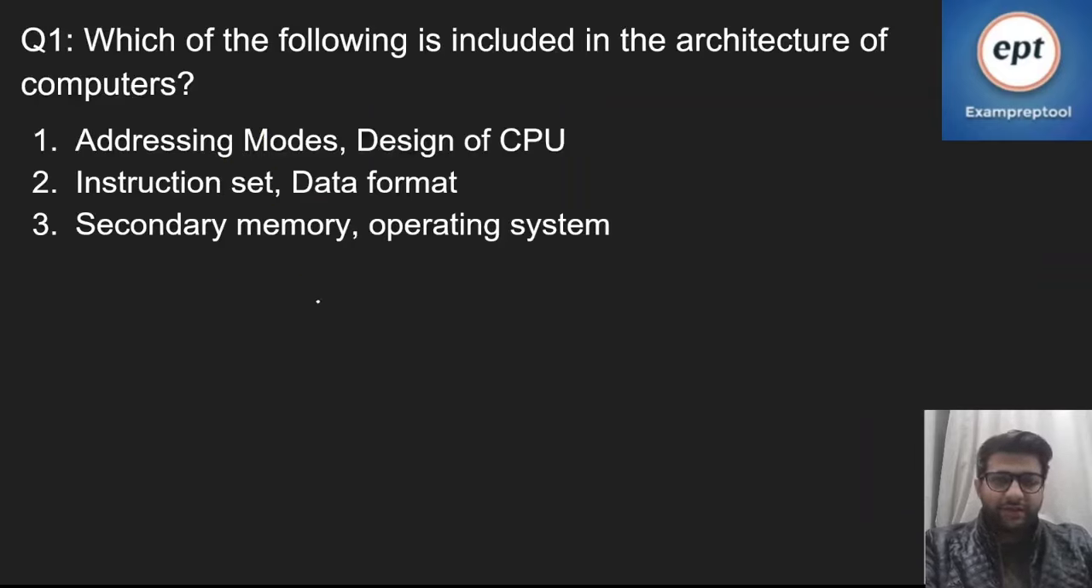So we will first start with easy questions, comparatively easier questions to get a hold of COA, and then we will move to more difficult ones, right? So question 1 is saying that which of the following is included in the architecture of the computer?